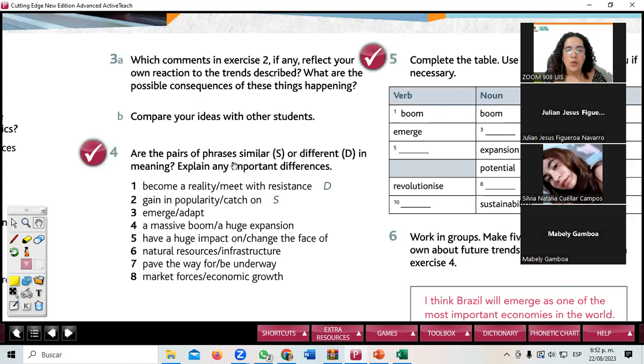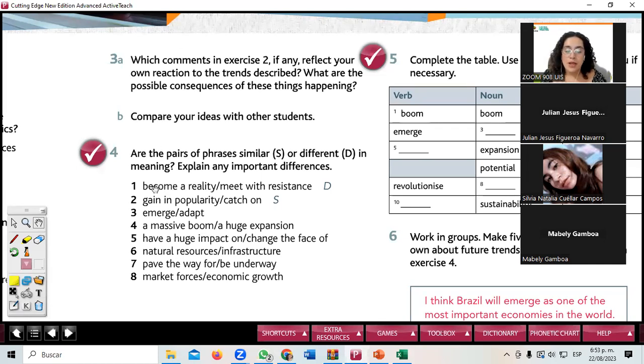So here we're going to go to point number 4, and you're going to read this pair of sentences or phrases. You are going to answer if you consider they are similar or if they are different in meaning, okay? And then we're going to explain important differences between 1 and 2.